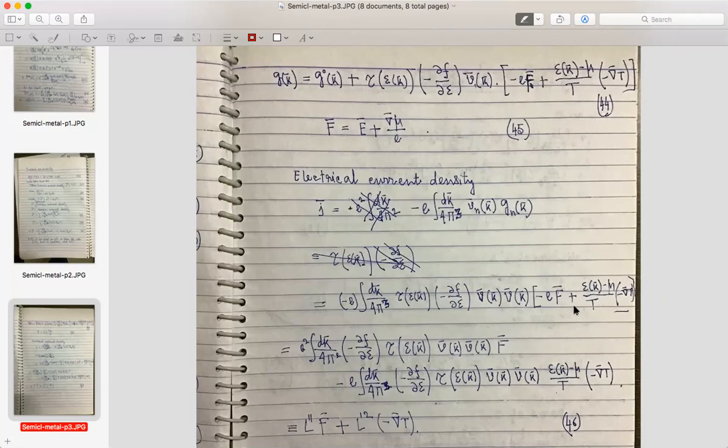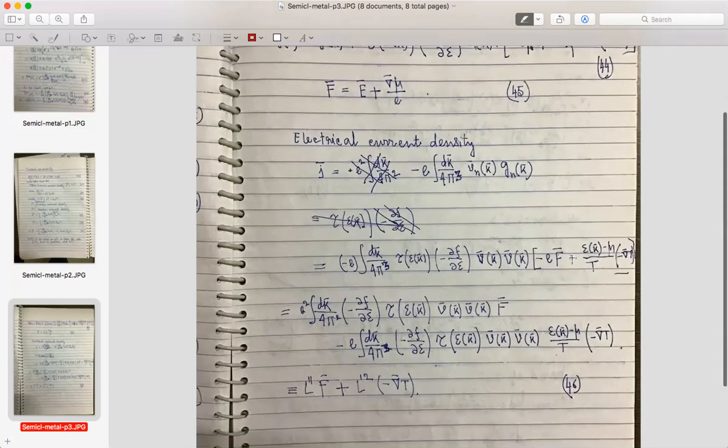So now I separate this out into two terms, one depending on F, the other depending on grad T. Earlier we did not consider grad T, but now we have grad T. So it's just simple algebra. I write this in two terms. This is the term that depends on F, and the second term depends on grad T.